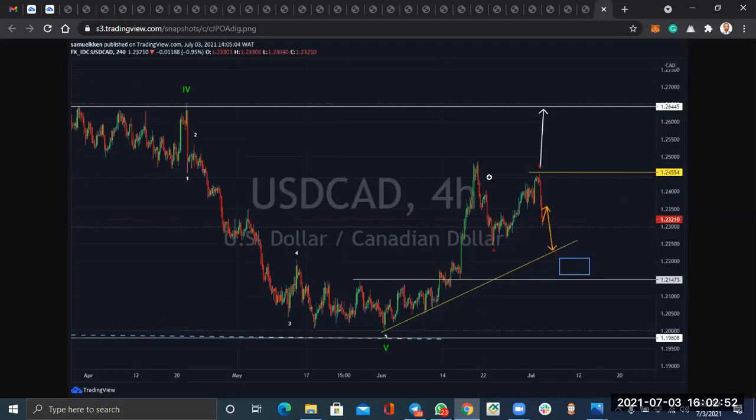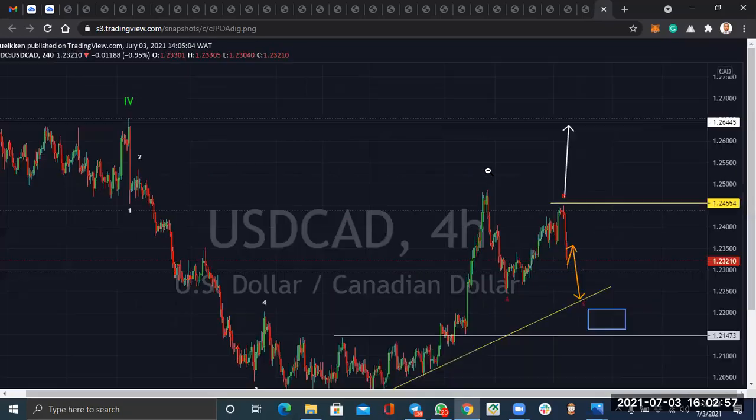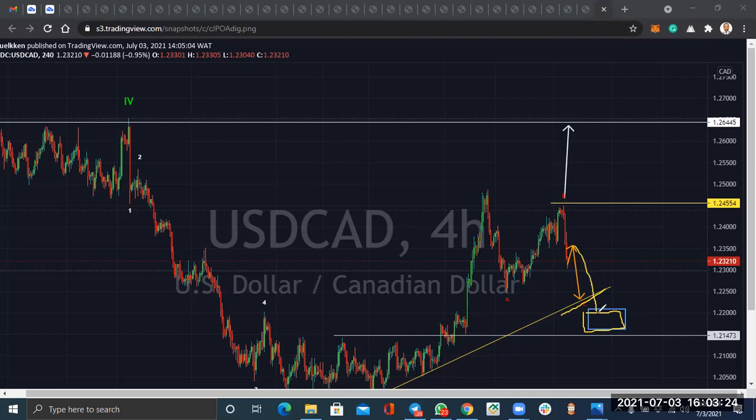USD CAD, we are looking at an ABC. Okay, let me just go to 4 hours. Sorry, 1 hour chart. But the minimum target on this pair is this line. Then maximum target is this blue box. Okay, whichever way. Once we get a nice pullback, we sell from here down.